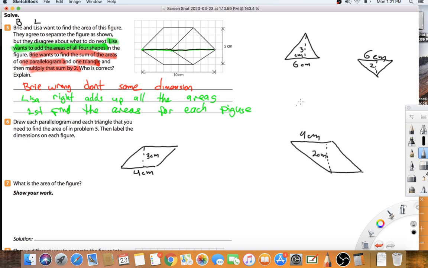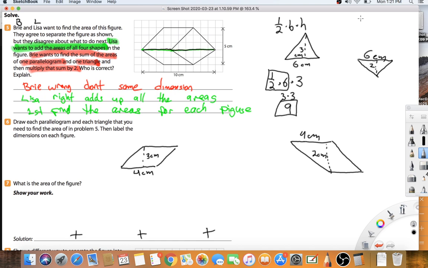All right, so we need to add up the 4 areas. Now for this area, it's 1/2 times base times height. So it's 1/2 times 6 times height. Half of 6 is 3. 3 times 3 is 9. So the area for this one is 9.